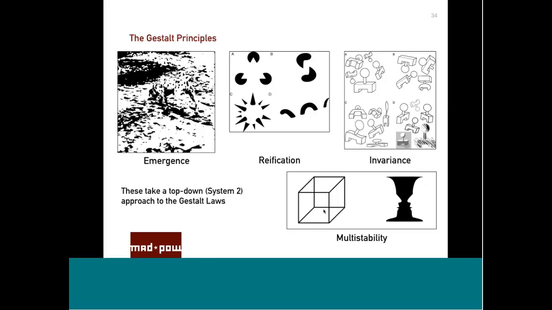Emergence, there's basically just a series of splotches and dots on there, but if you look really closely, you can see the dog sniffing the ground. With invariance, they're all similar lines and circles and such, but we can see that they are essentially the same object, just in different orientations. Multi-stability, where based on how we look at it, we can see different things, the famous faces and vase example. So these are really putting the laws together in a top-down kind of way.